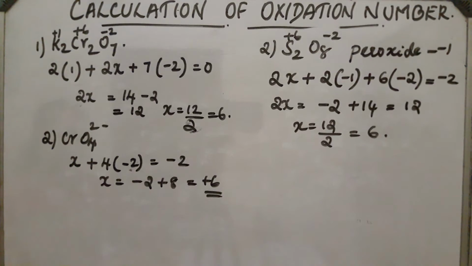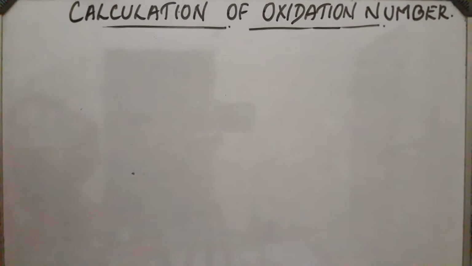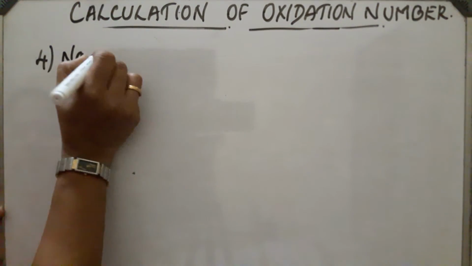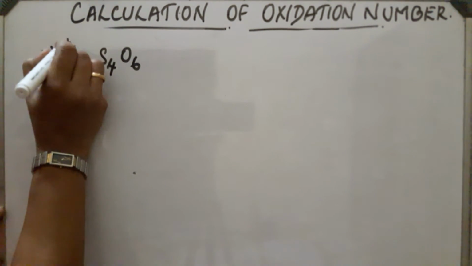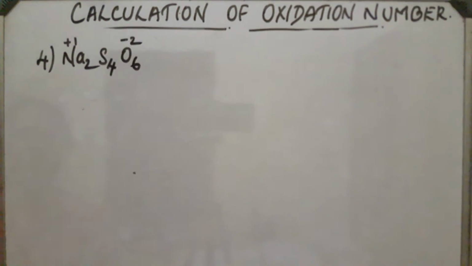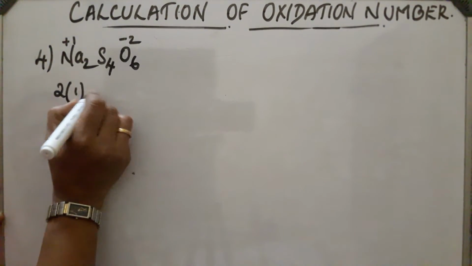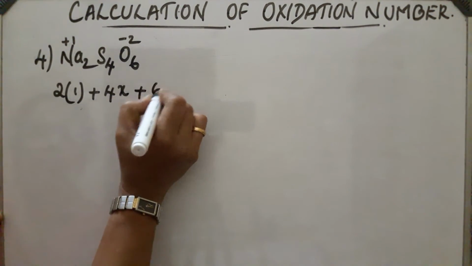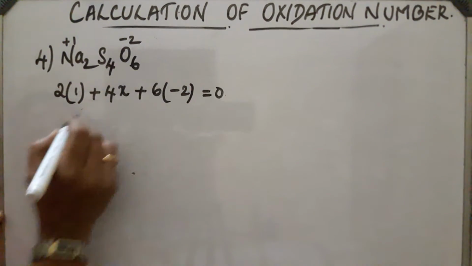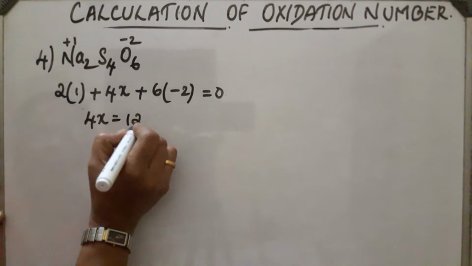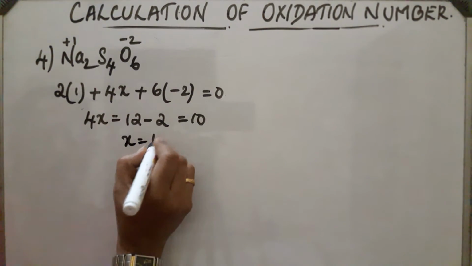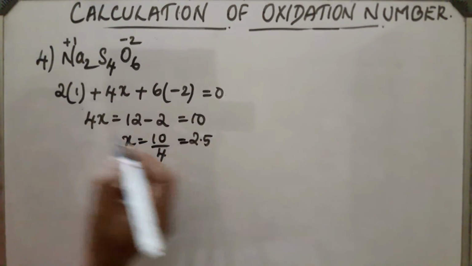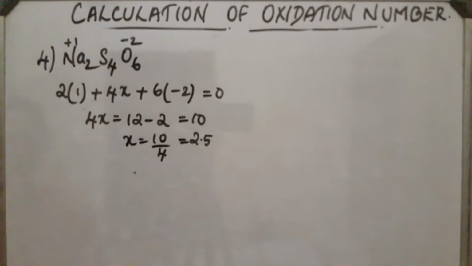Now let us take the next example, Na2S4O6. The oxidation state of sulfur we have to find. Here Na is +1, then O is -2. So 2 into 1 plus 4x plus 6 into -2 equals 0. So 4x equals 12 minus 2, that is equal to 10. So x is equal to 10 by 4, which is 2.5. So the sulfur oxidation state is 2.5. It's a fractional value, so sometimes the oxidation state may be fractional also.